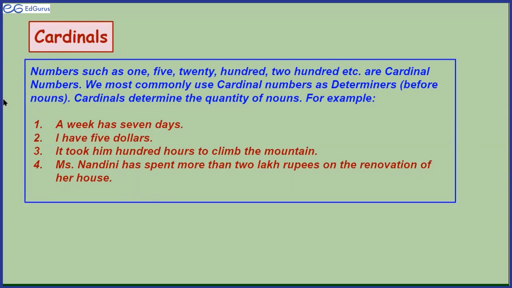Yes, ma'am. Once again, we'll go back to this definition. Numbers such as 1, 5, 20, 100, 200 are cardinal numbers. We most commonly use cardinal numbers as determiners. Why determiners? Because we are using them before nouns. And cardinals determine the quantity of nouns as you find here. Can you give me an example using cardinals in a sentence?